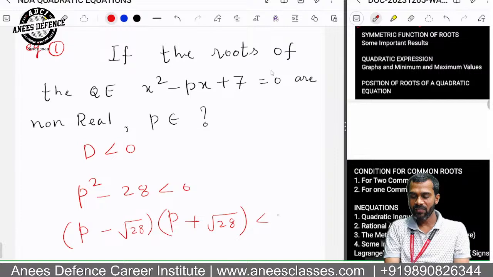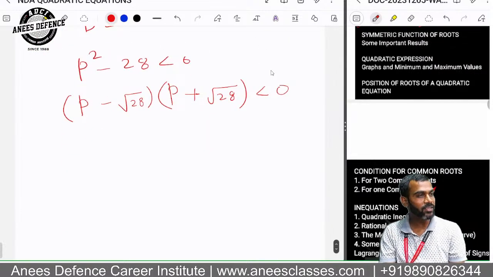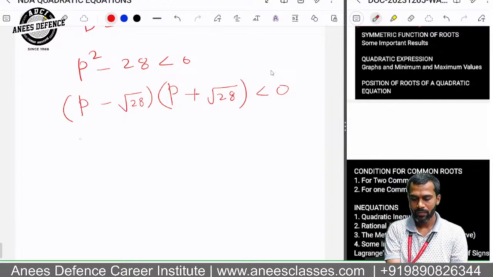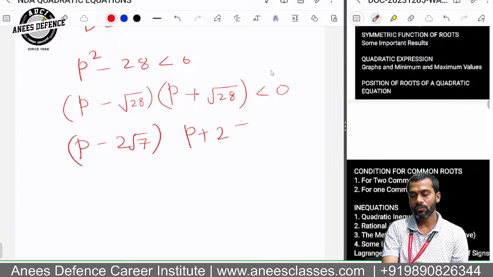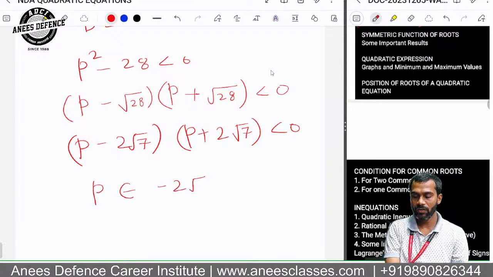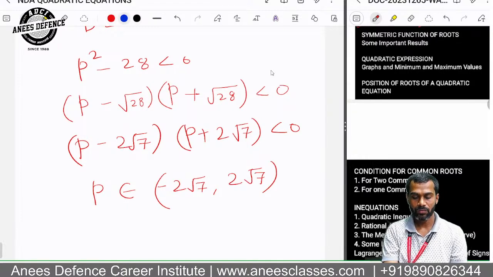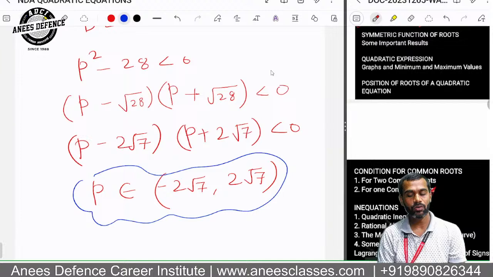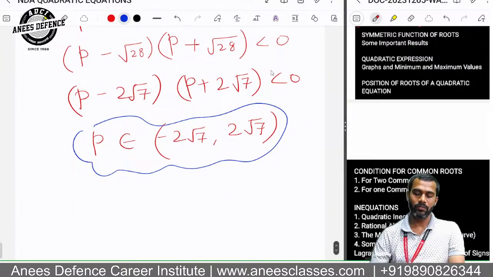Yes, p minus root 28 and p plus root 28. What is root 28? 2 root 7. So p minus 2 root 7 into p plus 2 root 7 less than 0. तो आंसर क्या होगा? p belongs to minus 2 root 7 to 2 root 7. छोटा रूट से बड़ा रूट. Do you remember? Yes or no? So which one is smaller root? Minus 2 root 7, and the greater one is 2 root 7. Done? Okay.